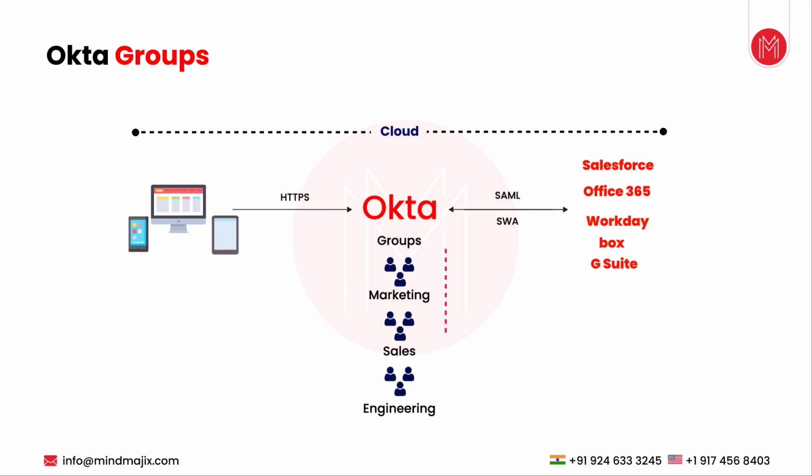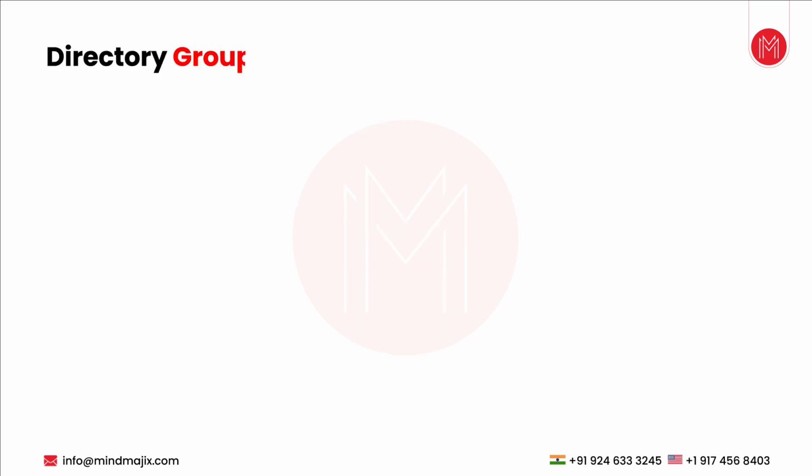Talking about the different groups, you have an Okta group. Okta is on cloud, so basically your browser or the client does an HTTPS to Okta. There are different groups being created for different teams, and finally these groups are assigned to different applications, and then these users do SAML, secure web authentication, or OIDC to land into these applications using single sign-on.